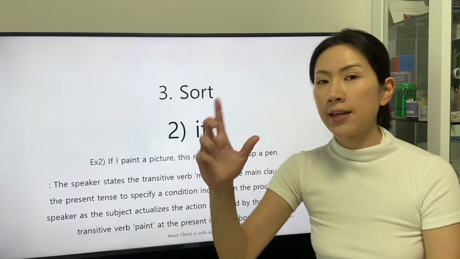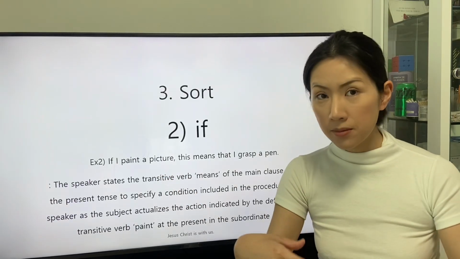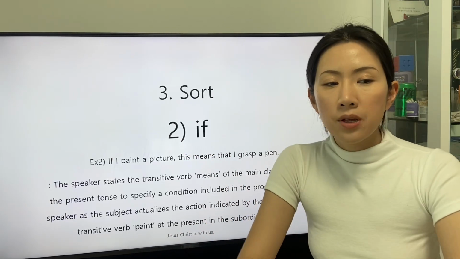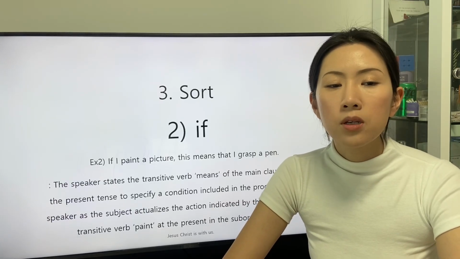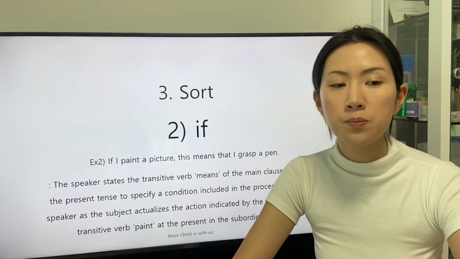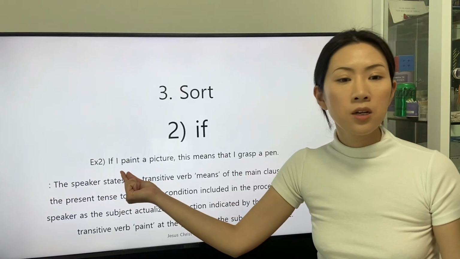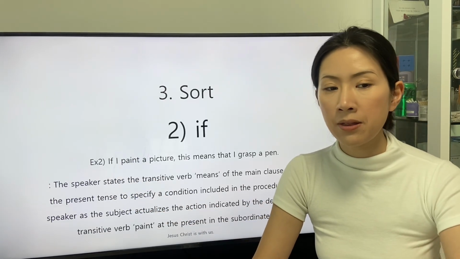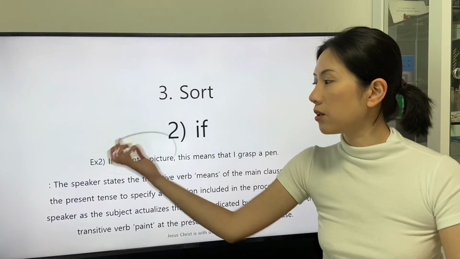So we can understand that the cause and the effect are stated in the same tense. In this sentence, the present tense. The speaker states the transitive verb means of the main clause stated in the present tense to specify a condition included in the procedure that the speaker as the subject actualizes the action indicated by the definition of the transitive verb paint at the present in the subordinate clause.